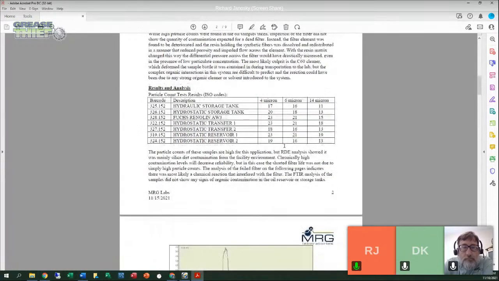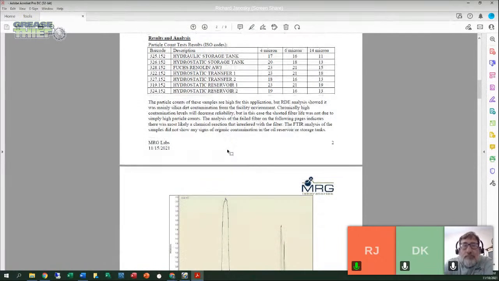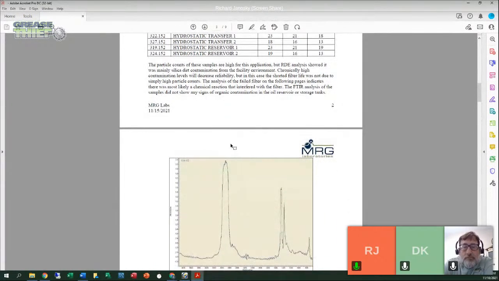Going down, looking at the physical results, here we have our particle count with our ISO codes for the different samples that were pulled. Here we can see that there was a storage tank baseline sample, and then 2 transfer samples and 2 different reservoir samples. That lets us see what the cleanliness of the oil looks like in the different areas where the samples were taken. And obviously everybody understands the importance of oil cleanliness.